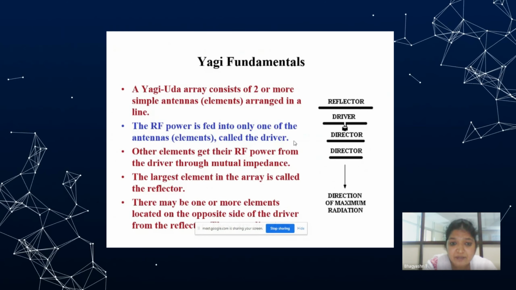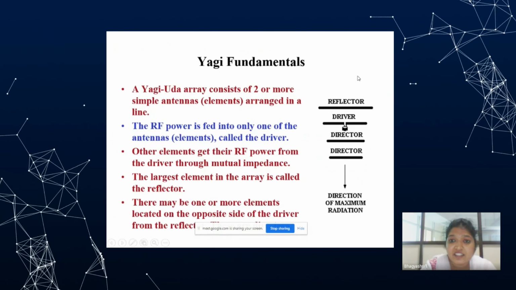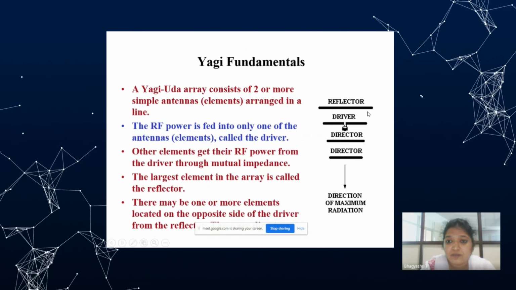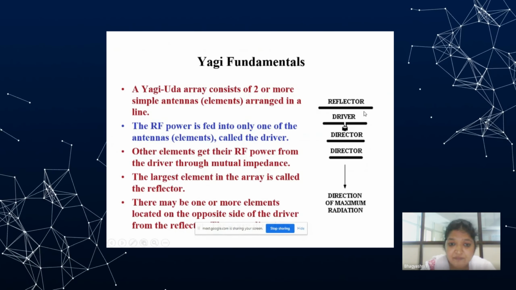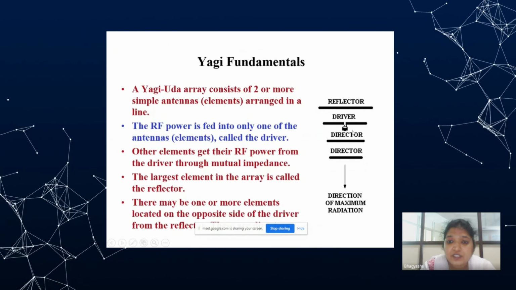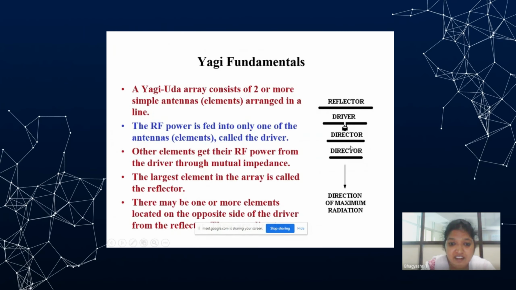The largest element is called a reflector, right? If you observe, the element with the maximum length is the reflector. So the largest element is called a reflector. Then the element at the feed point is called the driver, and the remaining ones are directors.